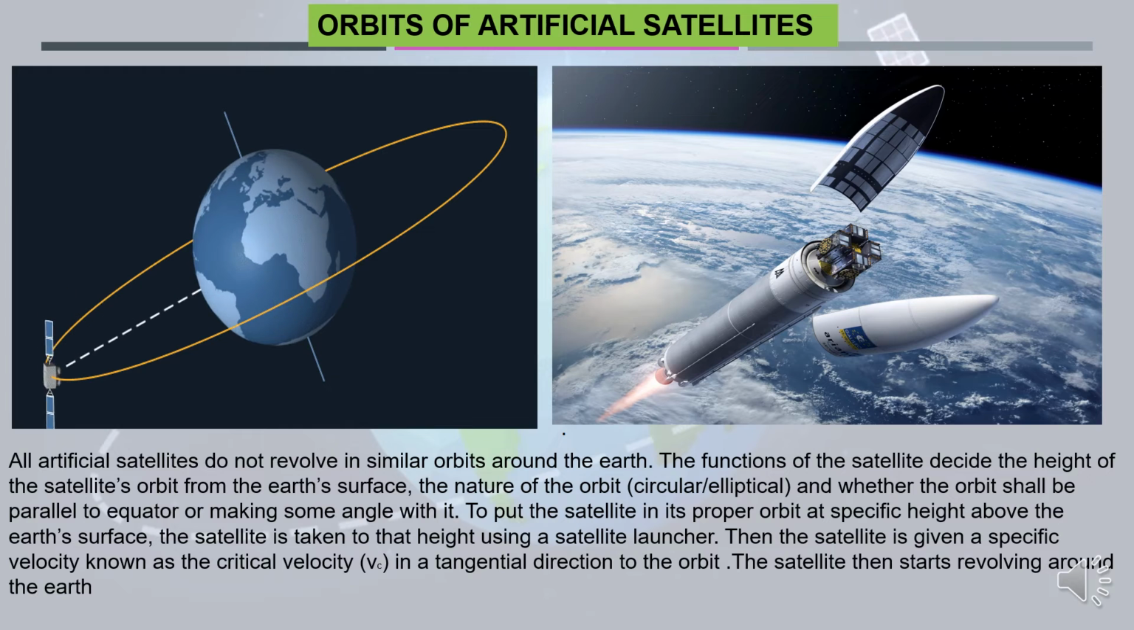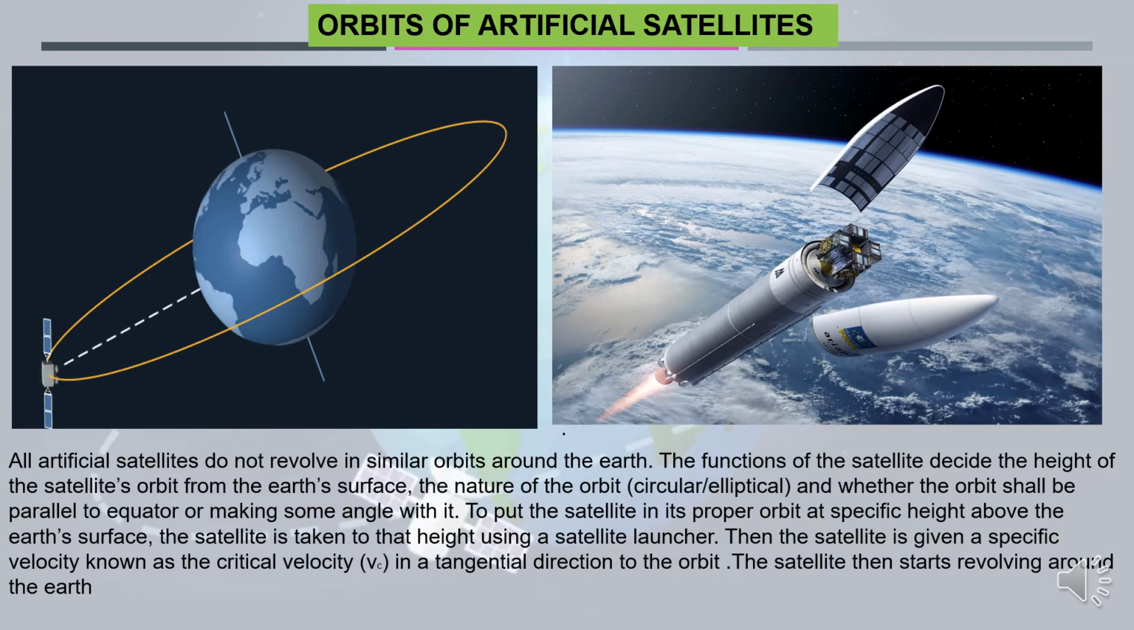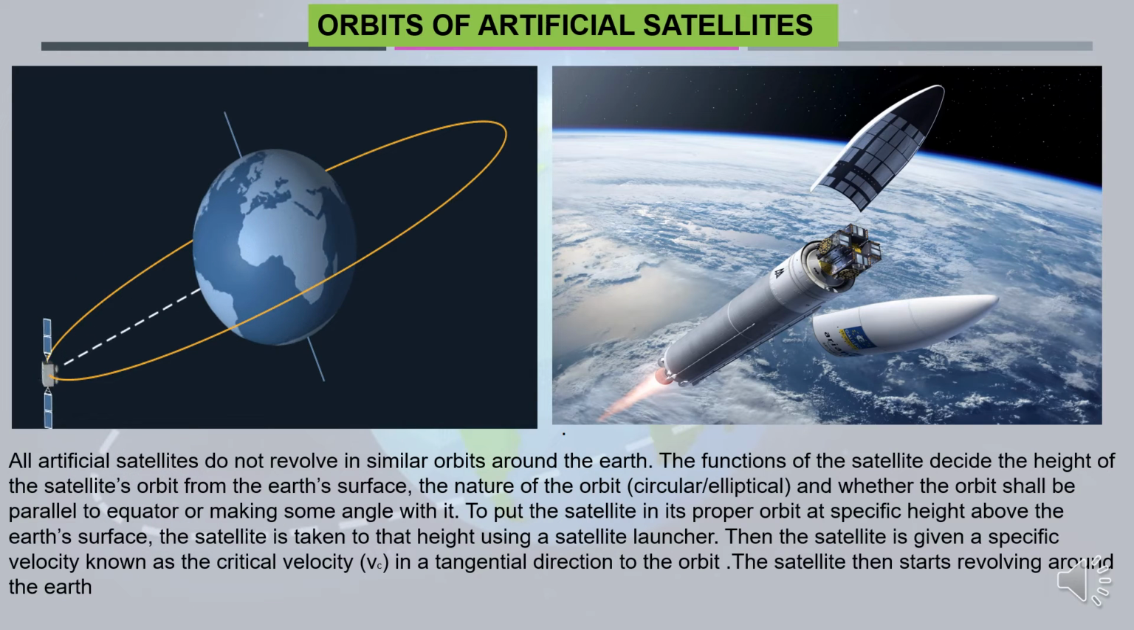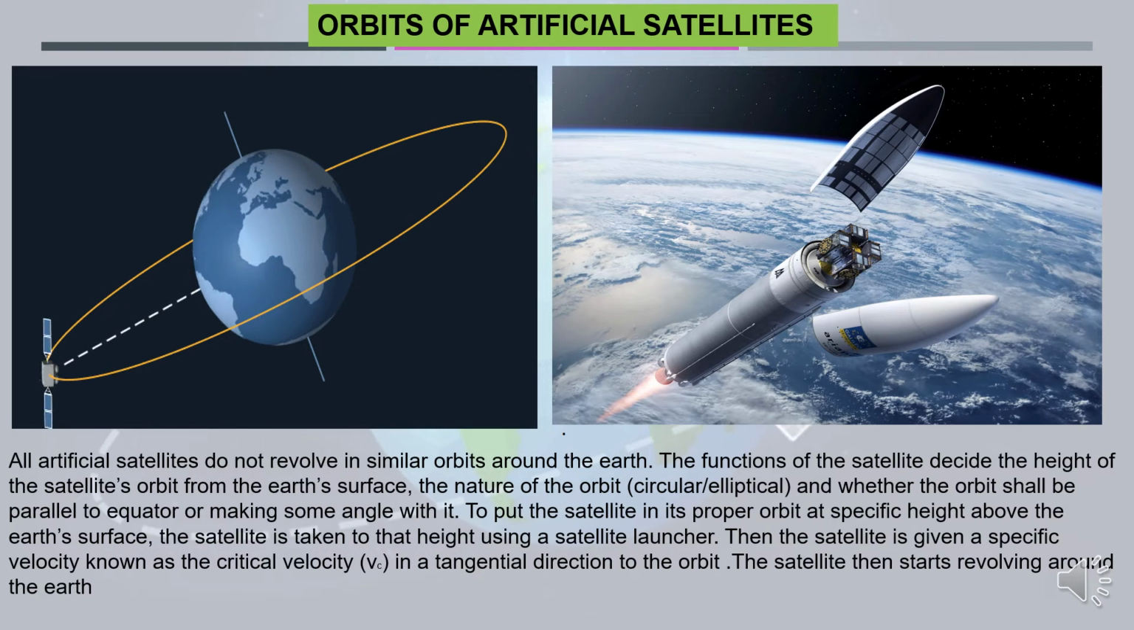Then the satellite is given a specific velocity known as the critical velocity in a tangential direction to the orbit. The satellite then starts revolving around the earth. ठीक है, तो जब उसे वो छोड़ देते हैं, the tip part that you see is nothing but the satellite. उसको वहां छोड़ दिया जाता है उस particular orbit में and then the satellite keeps revolving around the Earth in that particular orbit.